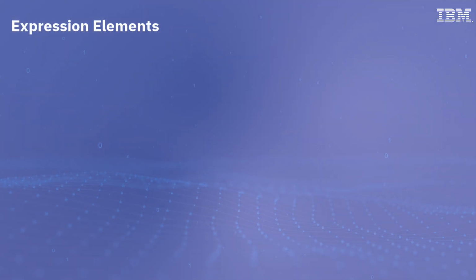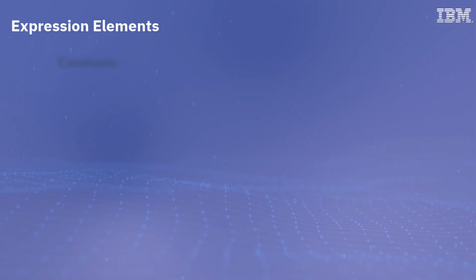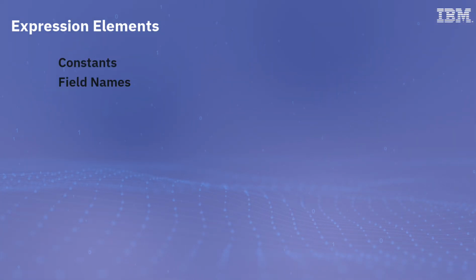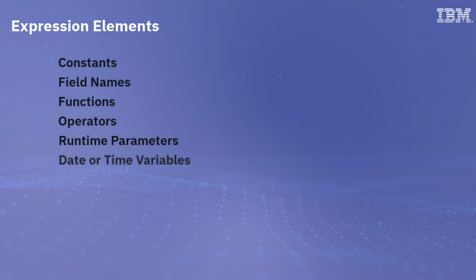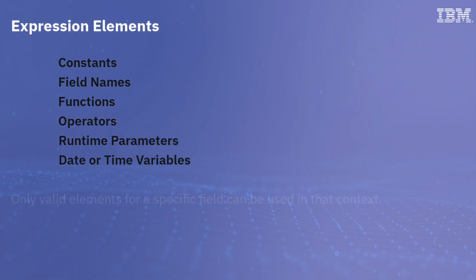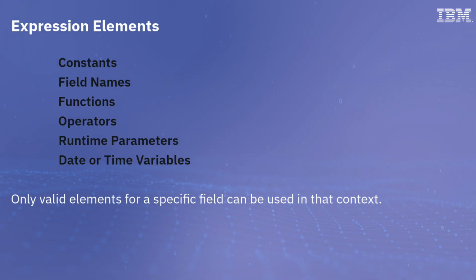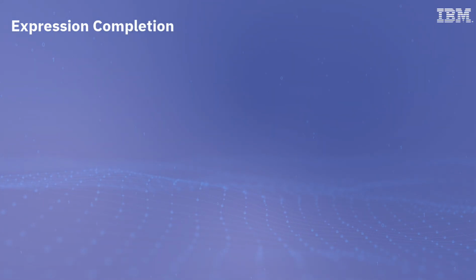Next, let's look at the building blocks used within expressions. Expression language supports several key elements. These include constants, field names, functions, operators, runtime parameters, and date or time variables. Each element plays a role in helping you define how data should be processed. It's important to remember that only valid elements for a specific field can be used in that context. To make working with these elements easier, the platform provides a helpful feature.